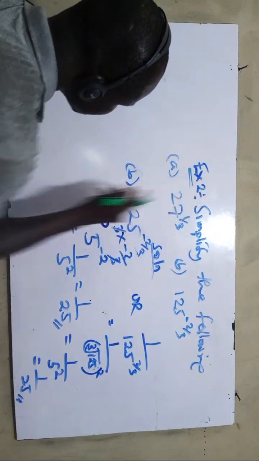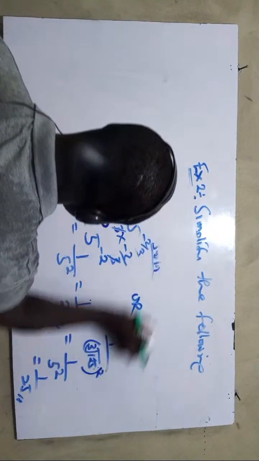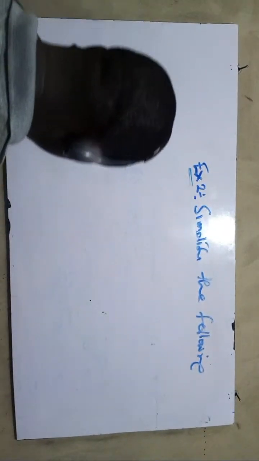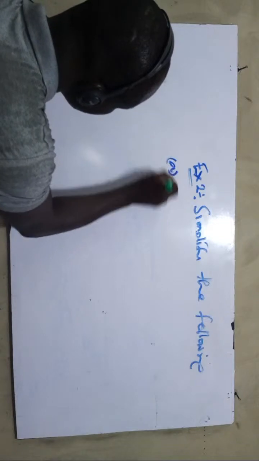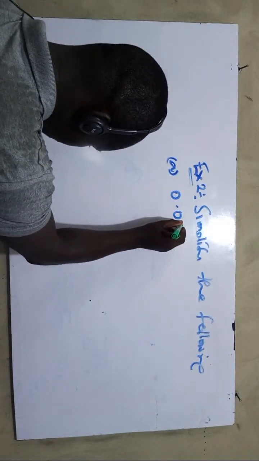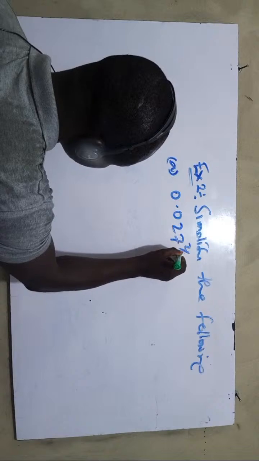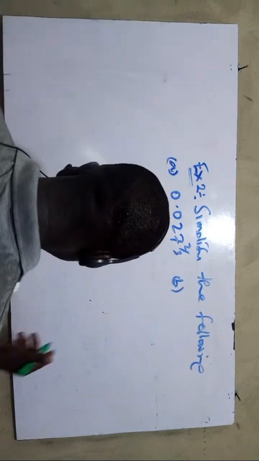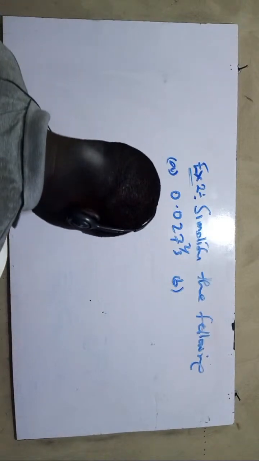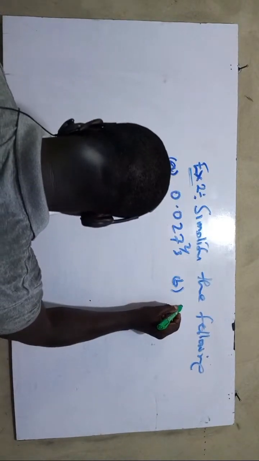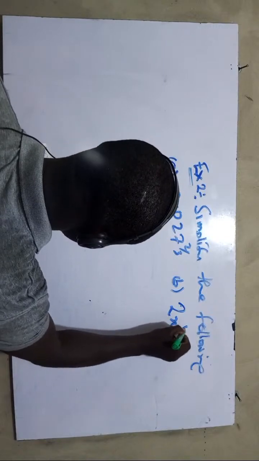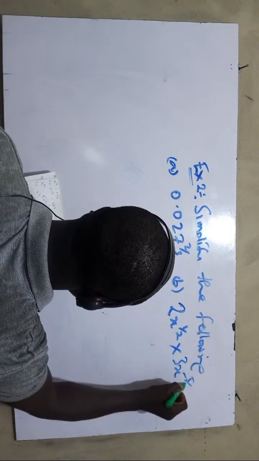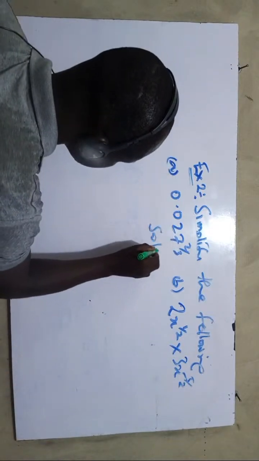So let's consider another example. Example 2. Simplify the following: 0.027 raised to power 2 over 3. Then let's take another one, example 3, which I gave yesterday that we were unable to solve: 2 raised to power half multiplied by 3 raised to power minus 5 all over 2. Let's quickly look at this.